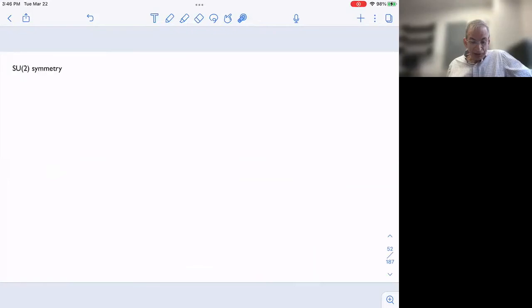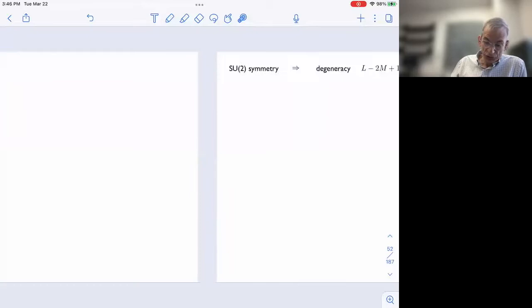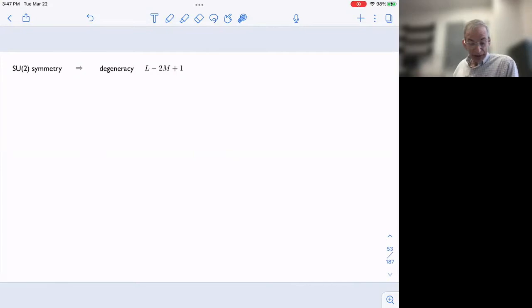To go a little bit further with this, this model has SU(2) symmetry. It's not hard to show. And as a result, the eigenvalues of the Hamiltonian are degenerate. They're not distinct. And it turns out that the degeneracy is given by L, the length of the system, minus 2m, where m is the number of particles or overturned spins, plus 1. And also, it's not hard to show that the number of overturned spins or particles, m, must be less than or equal to L over 2.